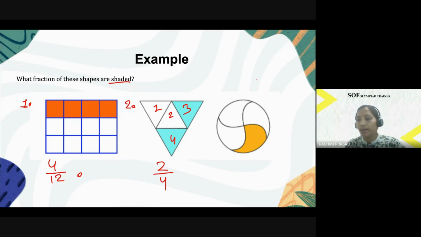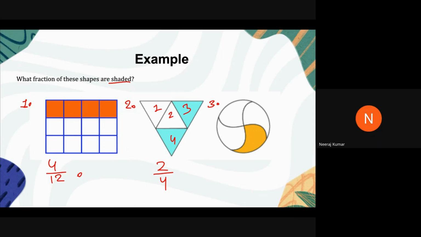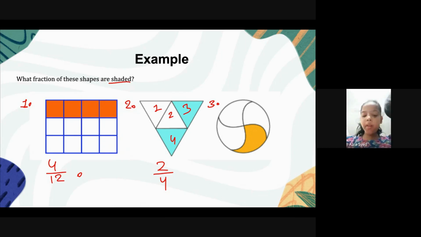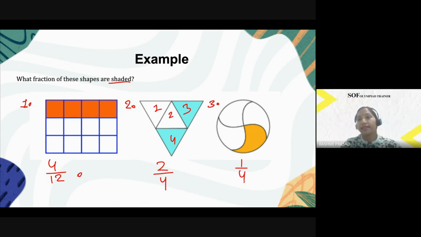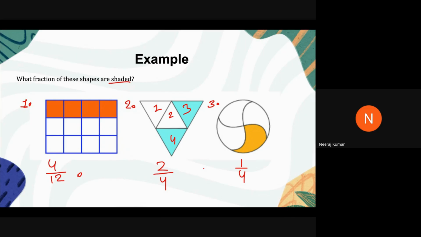Simple, right? Okay. Next, Daisy, can you answer the third one? What fraction of this shape is shaded? 1/4. 1 by 4. Very good. That is 1/4. That we also call it 1/4. Very good. You guys are very smart.